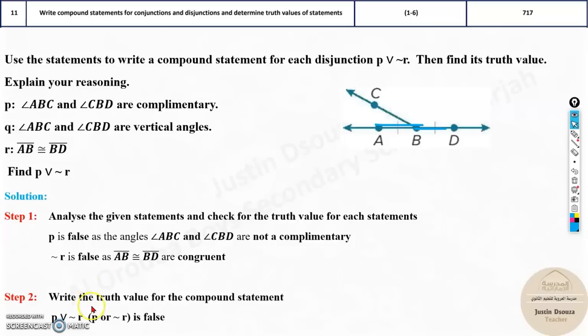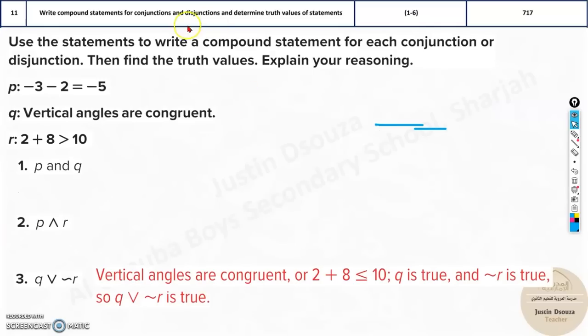Now, here you can see false and false, hence the compound statement is false. That is the answer. Similarly, please do try these by yourself. I'm sorry for my animation, it didn't fade properly.